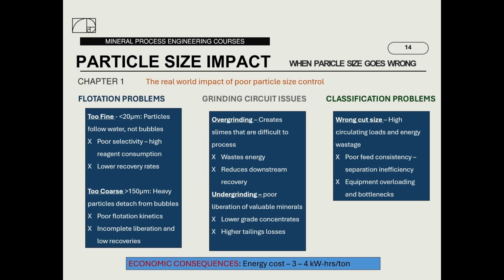This slide highlights the problems caused by incorrect particle size. Particles that are too fine, or too coarse at over 150 microns, detach from bubbles, causing poor flotation kinetics and incomplete liberation. Overgrinding creates slimes that waste energy and reduce recovery, while undergrinding results in poor liberation and lower concentrate grades. Classification errors cause high circulating loads and equipment bottlenecks. These issues have significant economic impacts, including increased energy costs.